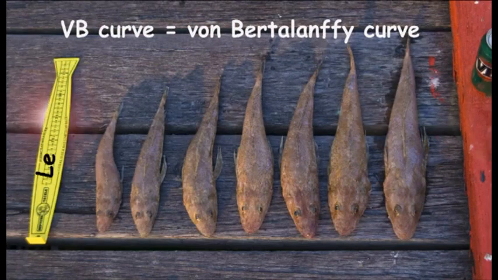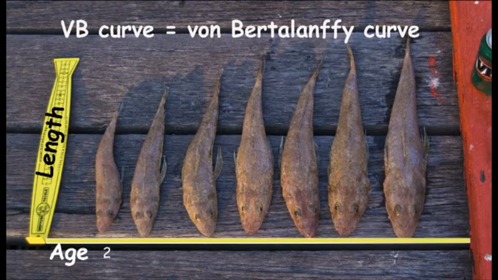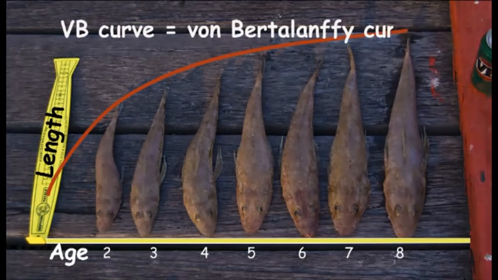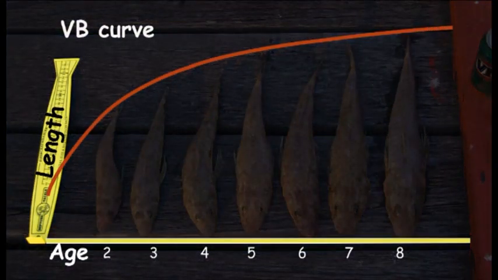Here we have our length measurement, and here we have age from youngest to oldest. In the first few years, the fish grow very quickly. As the fish get older though, this growth tapers off to the point where the fish have virtually stopped growing. And here is what the VB curve looks like. What we're representing here is another graph, a bit like the graph we had before of length distributions. In this case though, we have the length of fish on the side and the age of fish along the bottom, youngest to oldest. So here you can see the relationship of length against age.